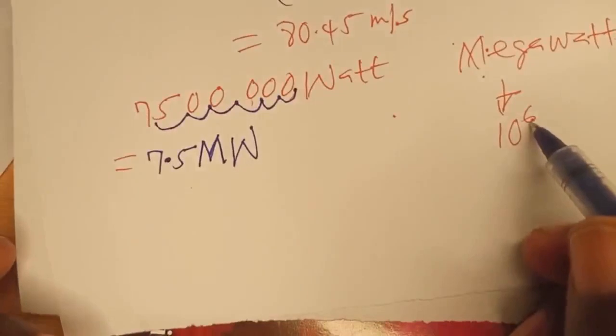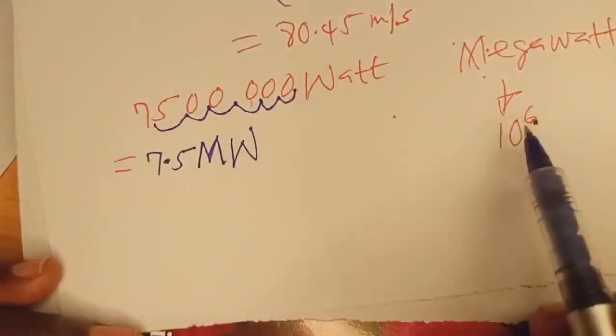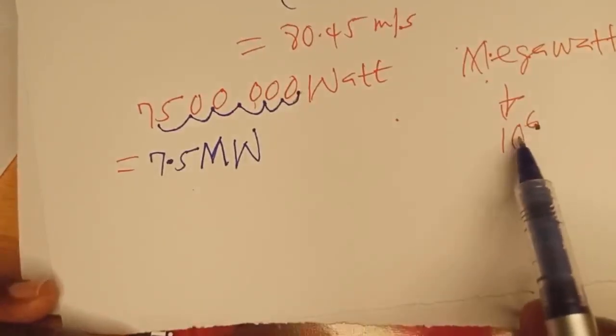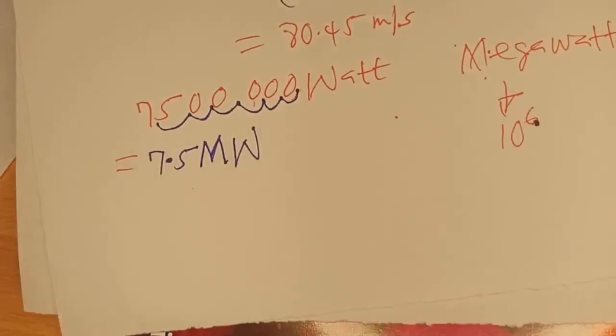With the power of 6 here, you move backward if the power of 10 is positive, but if it is negative, you move forward.